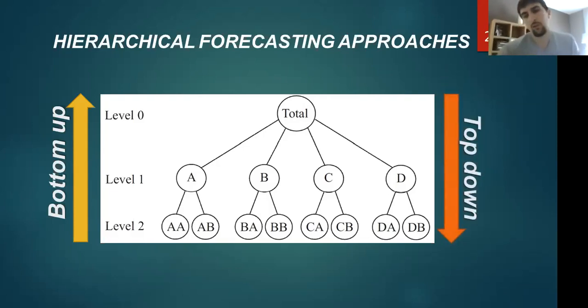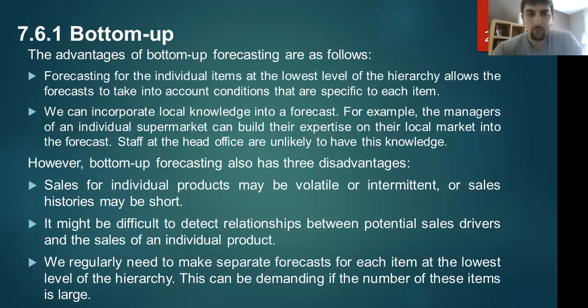The opposite methodology is top-down. Top-down goes from the logic that we'll only create a forecast at the total level, because usually series at the total level are much smoother, have a clearer pattern, reduced noise, and so on. So we'll create a forecast at the total level, and we'll have some kind of disaggregation approaches which will transform those total forecasts into all other nodes of the hierarchy. Both approaches have advantages and disadvantages.